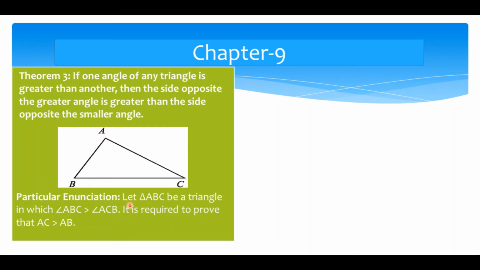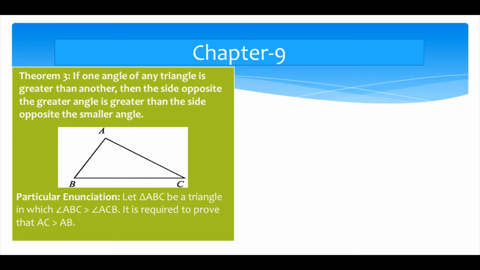Again I am saying, let triangle ABC be a triangle in which angle ABC is greater than angle ACB, because written in here, if one angle of any triangle is greater than another, then the side opposite the greater angle is greater than the side opposite the smaller angle. So greater side of the opposite angle, like angle B, the opposite side is AC, and angle C, the opposite side is AB. So we have to prove that AC is greater than AB.